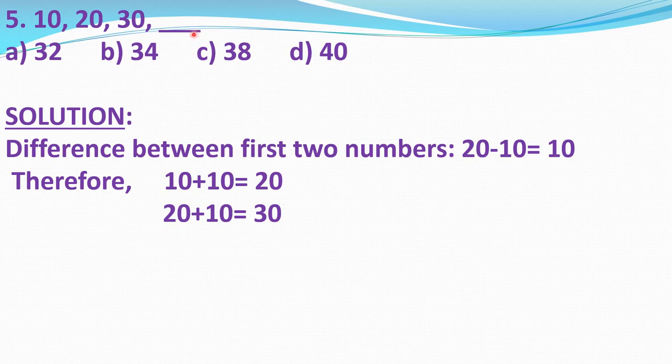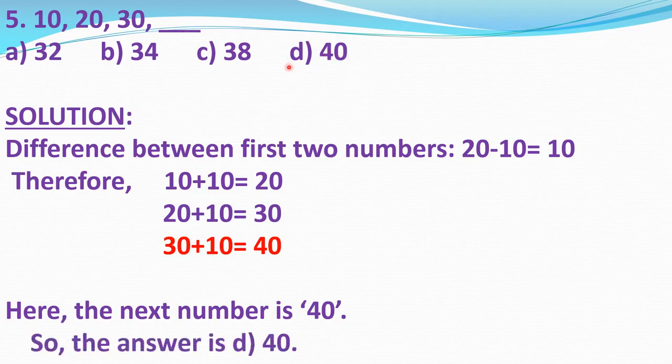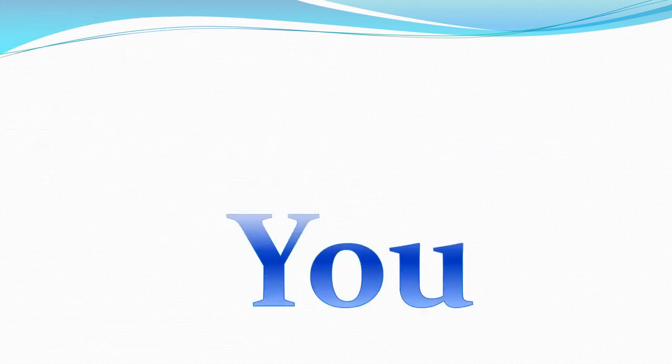And to find this number, we have to add 10 to 30. So 30 plus 10 is equal to 40. So our answer is 40. Right, the next number that should come is 40. And it is in option D. So option D is correct. Understood, beta? Thank you.